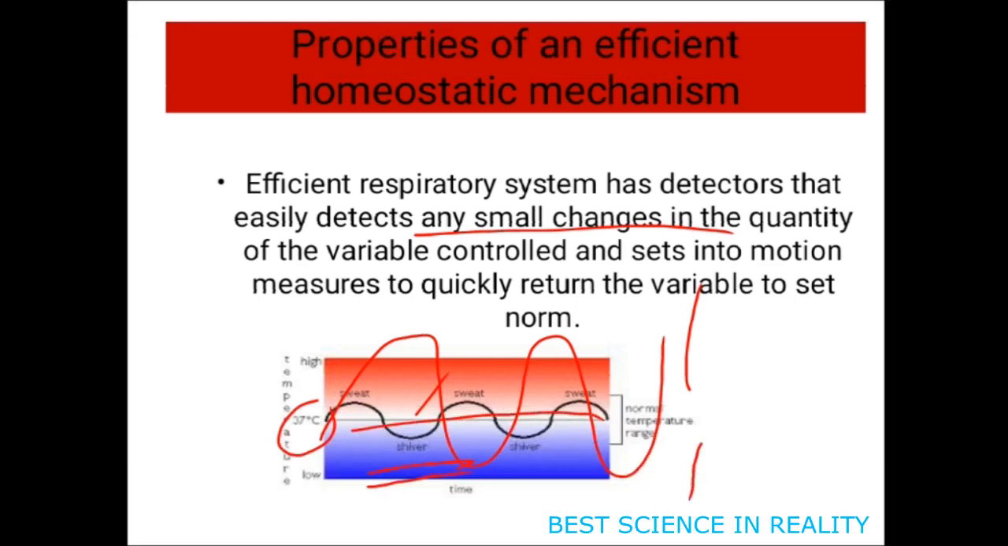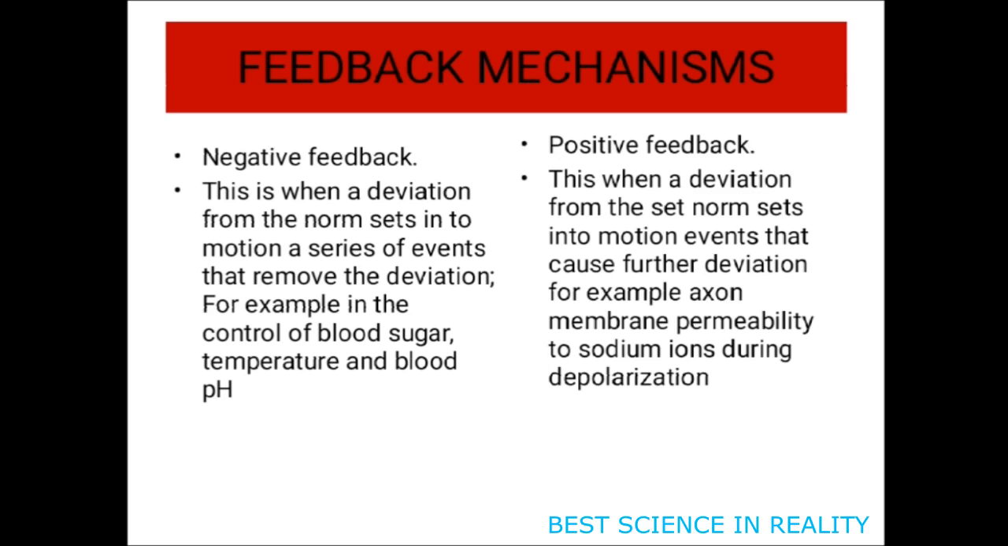Now let's look at what we call the feedback mechanisms. By feedback mechanisms, we mean the route taken by the homeostatic system when it is trying to regulate or maintain a constant internal environment. In this case, we are going to look at mainly two mechanisms, that is the negative feedback and the positive feedback, or the negative loop and the positive loop. We are going to understand the meaning of these two words, negative and positive feedback.